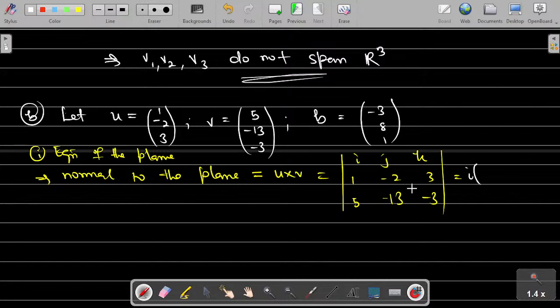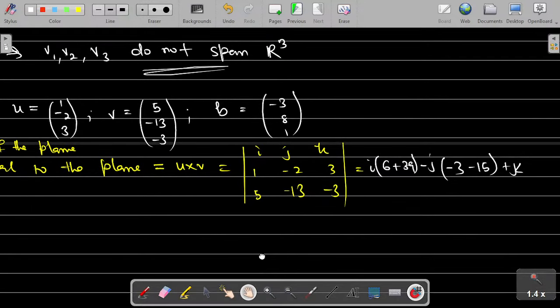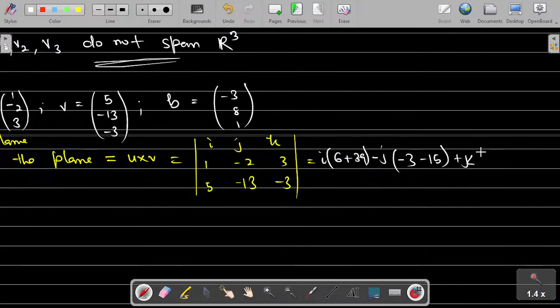So i into this times this is 6, minus this times this is minus 39, so that will be plus 39, and then minus j. Okay, so that's going to be j into this times this is minus 3 minus 15, and then plus k, and our k is going to be this times this, which is minus 13 minus 10, which is plus 10, and that is going to give us the vector.